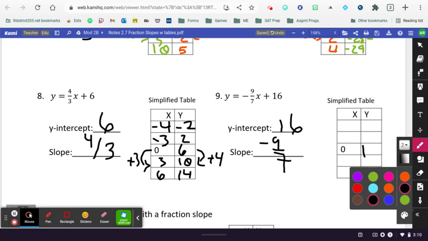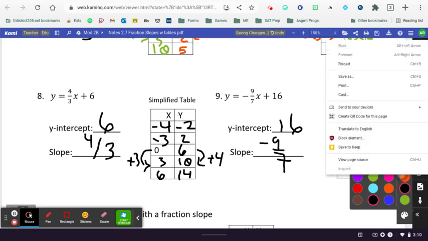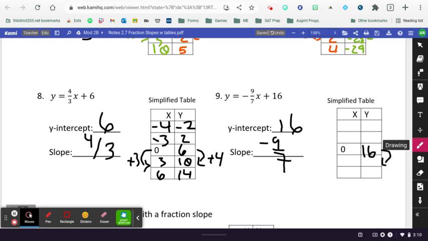Number 9, we should have 16. Okay, and then we are subtracting by 9 as we go down on the y side, adding by 7s, right? X's are in the denominator because x's like to dominate. So we'll have 7 and 7 below 0, 16. Below 7, 7, we'll have 14 and negative 2. Above 0, 16, we'll have negative 7 and 25. And above that, we'll have negative 14 and 34.